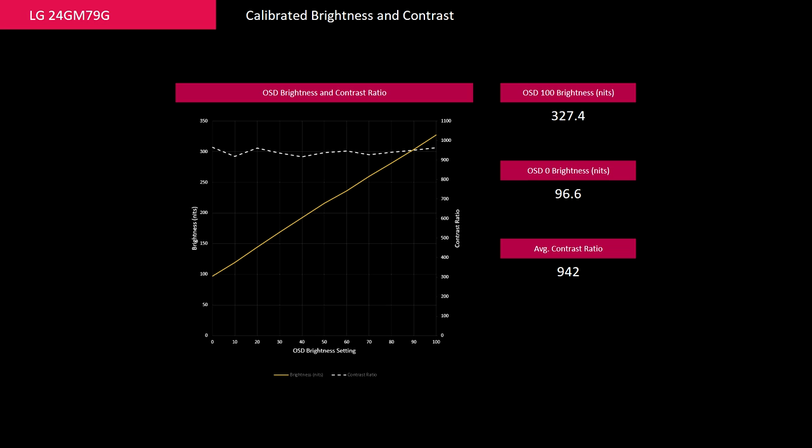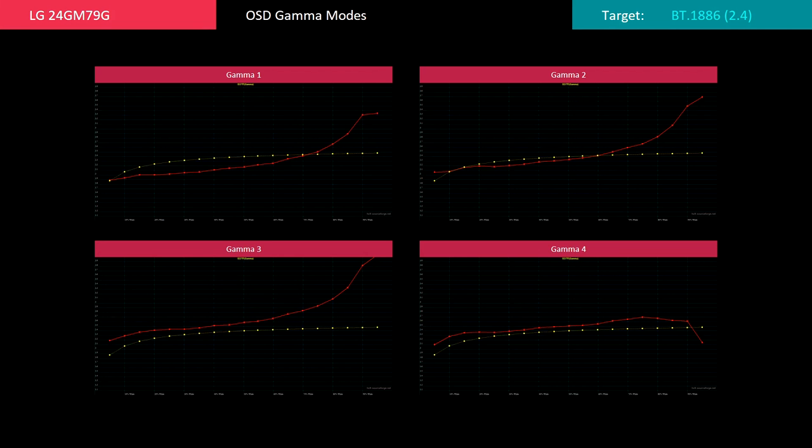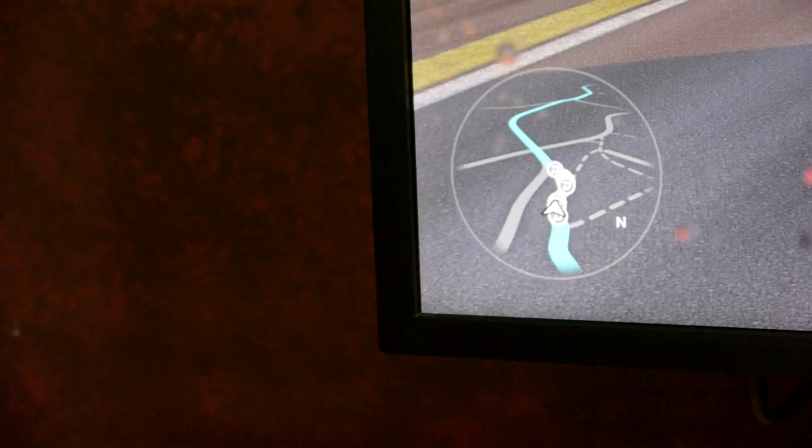Speaking of those out-of-the-box settings, the first thing to mention is the default gamma mode, Mode 2. It starts fitted reasonably close to the BT1886 gamma curve, with a gamma of 2.4, but past about 70% white, it ventures off into crazy town. Gamma 4 gets closest to reference and was used for all of my calibrated measurements.